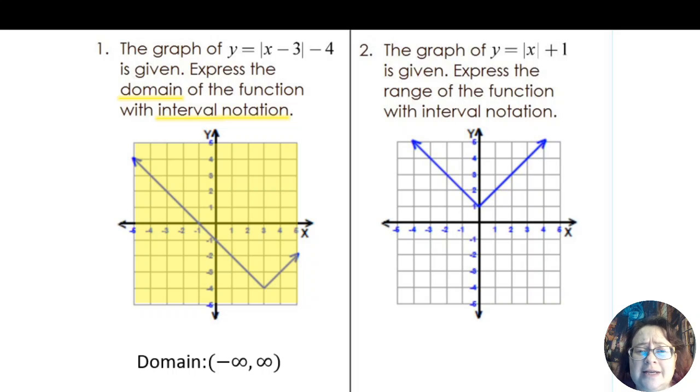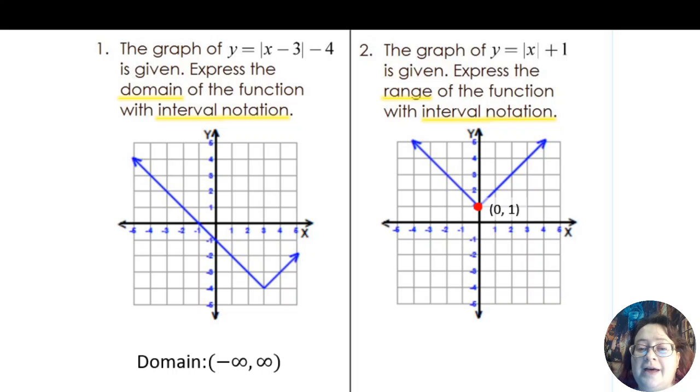Number 2 says the graph of y equals the absolute value of x plus 1 is given. Express the range of the function with interval notation. So I'm going to underline range and interval notation. Range tells me I'm going to look for the vertex first, and that is at 0, 1.